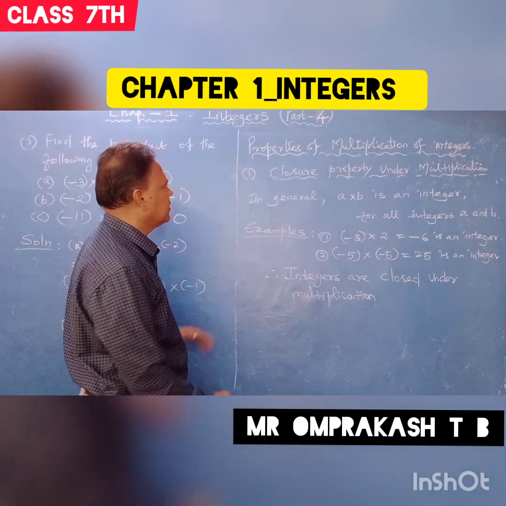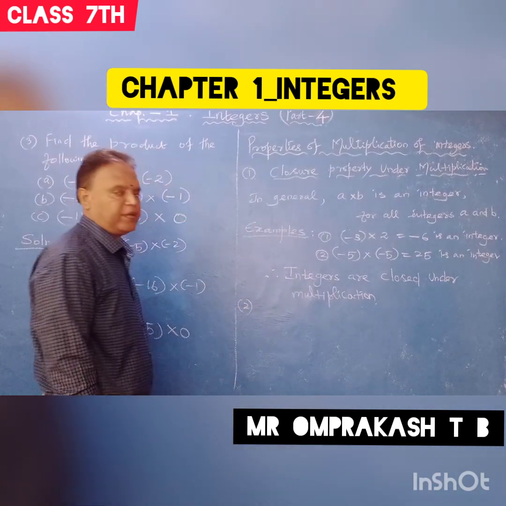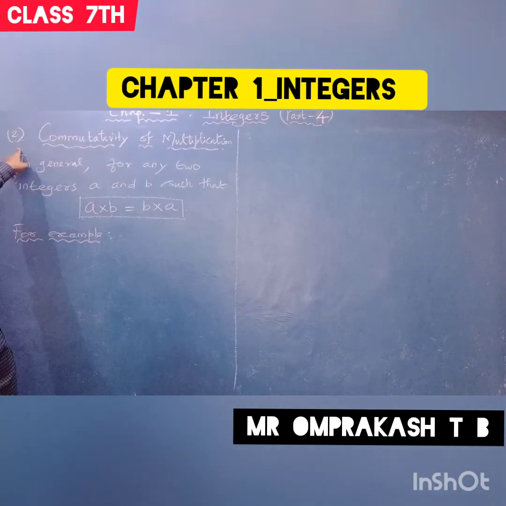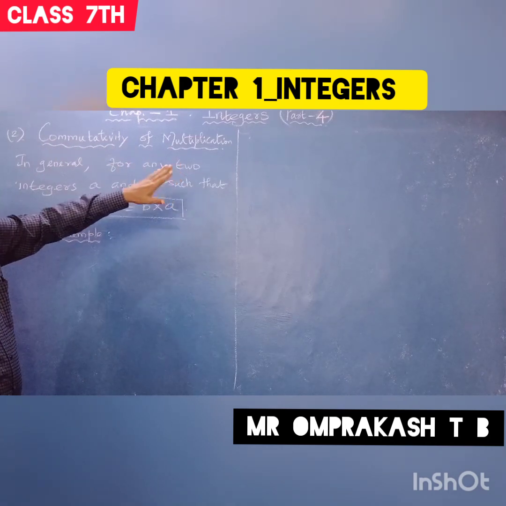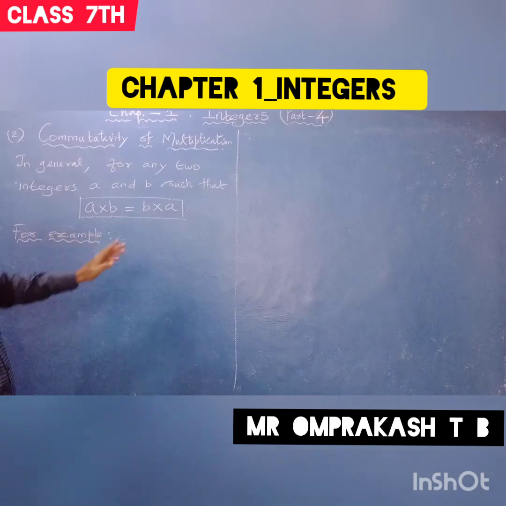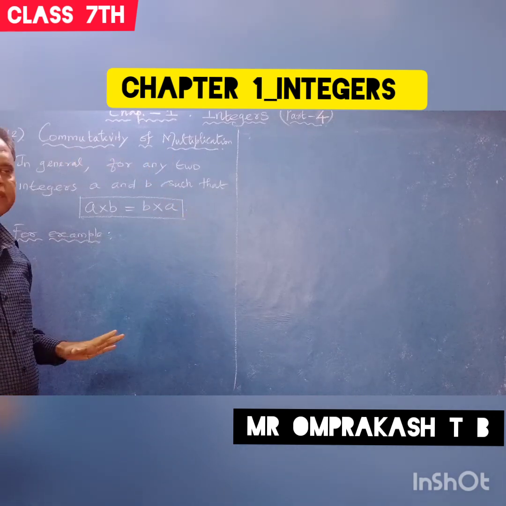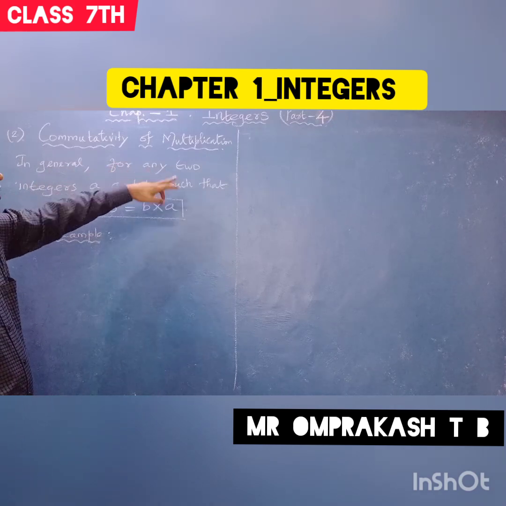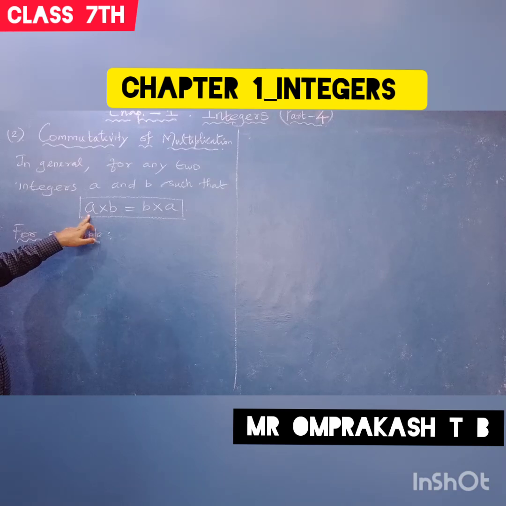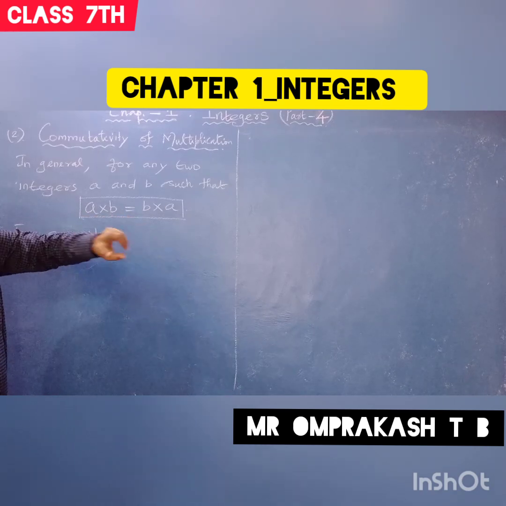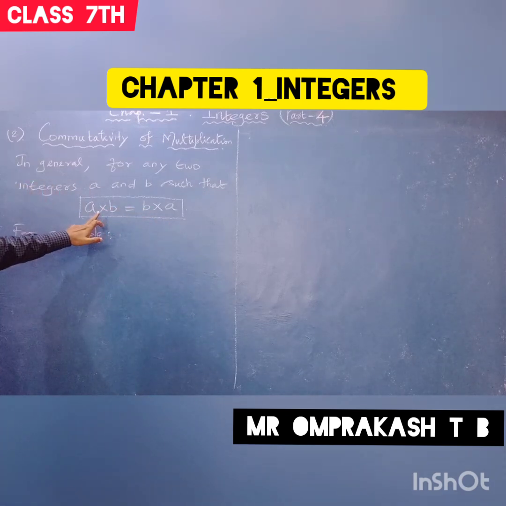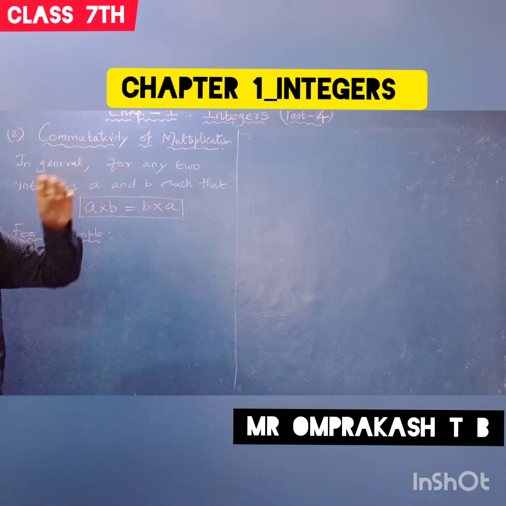Understand? Next we will see commutative property. Next property we will see commutativity of multiplication, or you can simply say commutative property under multiplication. Anyway you can say, okay. Here, commutativity of multiplication. So in general, for any two integers a and b, commutative property means a into b equal to b into a. For addition, how we have written? A plus b equal to b plus a. Same way only for multiplication also: a into b equal to b into a.